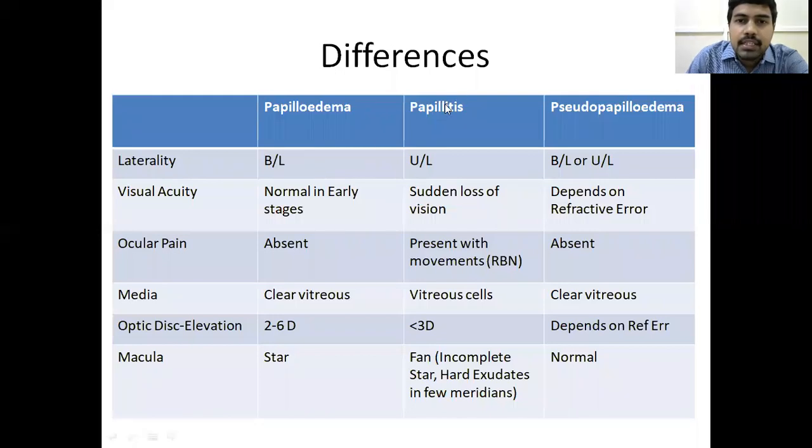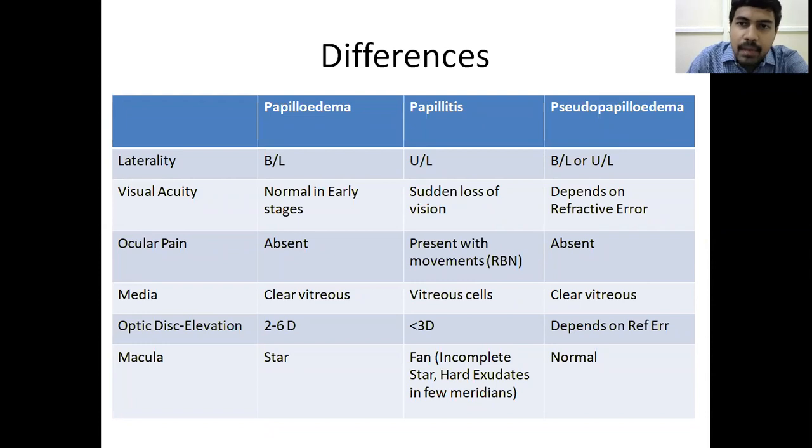The next entity is papillitis. This is usually an active swelling of the disc, usually due to infections or trauma, and it is usually unilateral. It can be seen in demyelinating diseases like multiple sclerosis. And pseudopapilledema can be bilateral or unilateral. As the name itself says, it is pseudo. There is disc edema which is neither due to active causes nor passive causes.